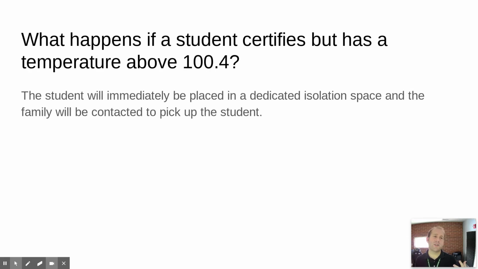What happens if a student doesn't have any signs or symptoms? They get certified, they enter the building, but then they read that they're running a temperature. In this particular case, the student will be immediately escorted to the dedicated isolation place, and the parent or guardian will be contacted to pick up your student immediately. Much like the previous one, the building will also provide you different steps that you need to take to get your student cleared to return to in-person learning.